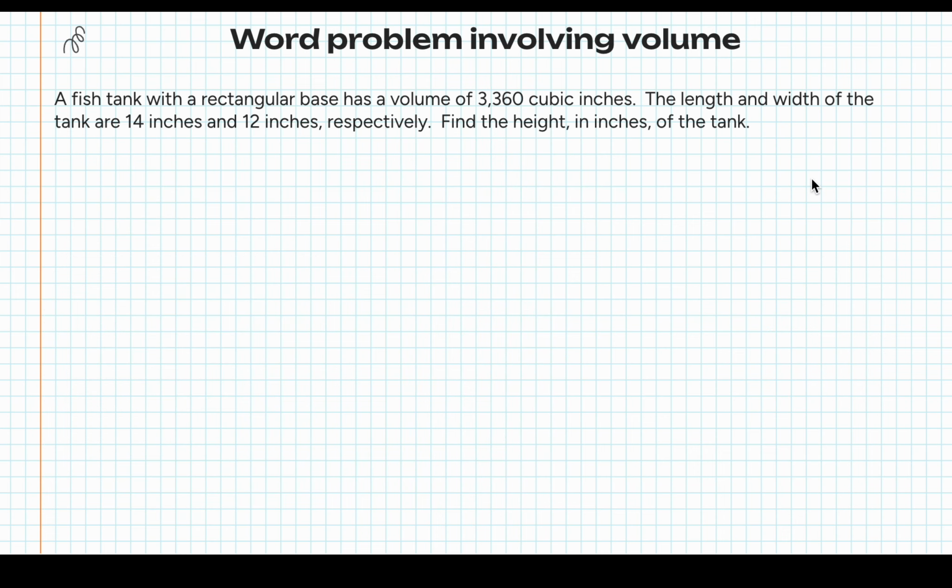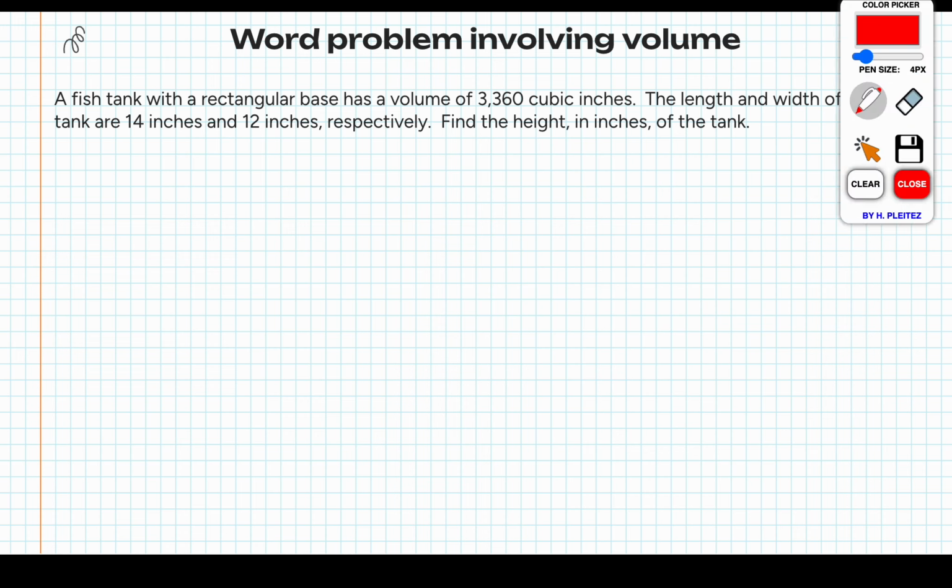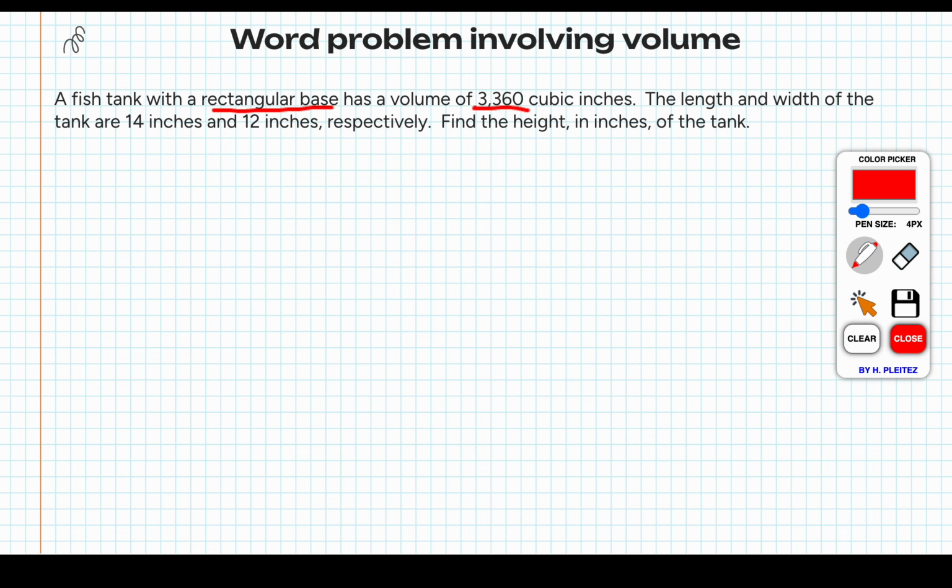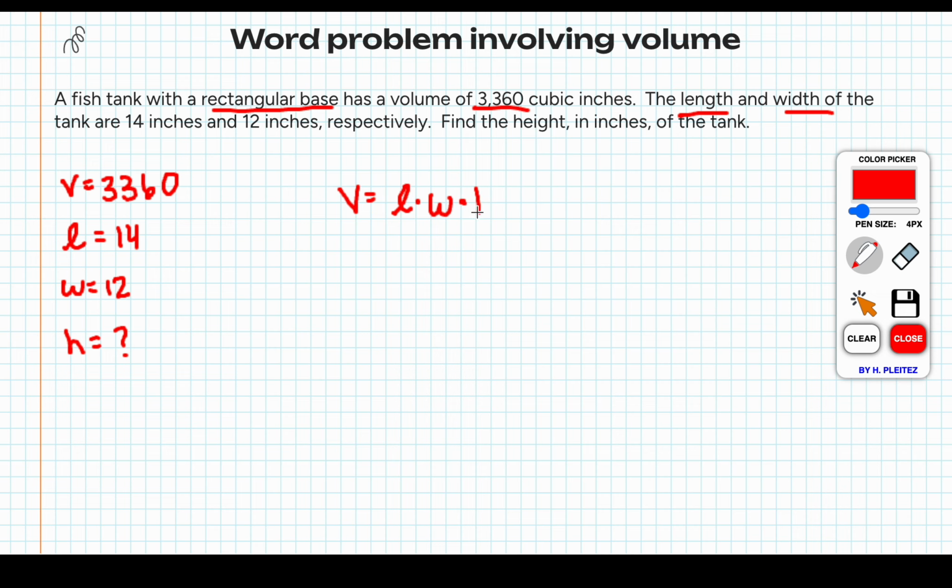Now, a word problem involving volume, we might have to use the volume of a figure to find out some other dimensions. So we have a fish tank with a rectangular base, has a volume of 3,360 cubic inches. The length and width, so I'm going to start making my list. So the volume is 3,360, the length is 14, and the width is 12, and it wants us to find the height. Now they're giving us the volume here, so we know we have a rectangular prism. This was the one where we can do L times W times H.